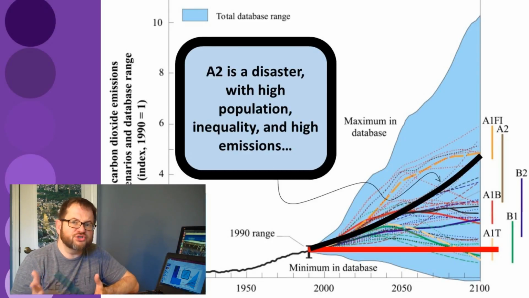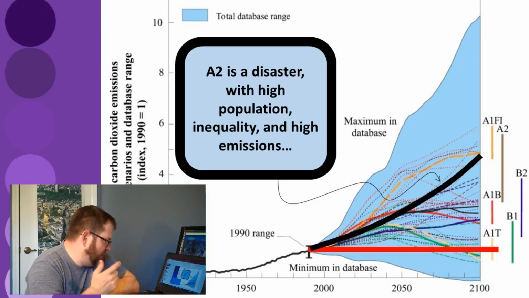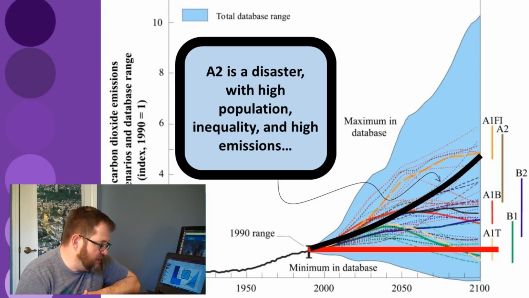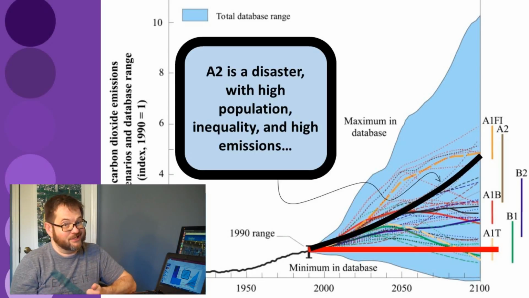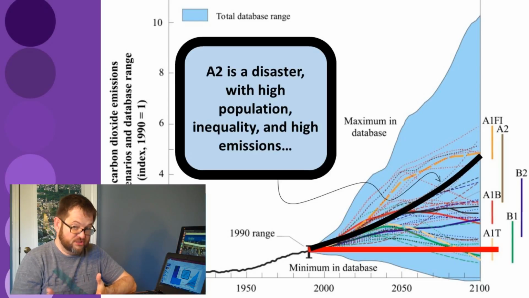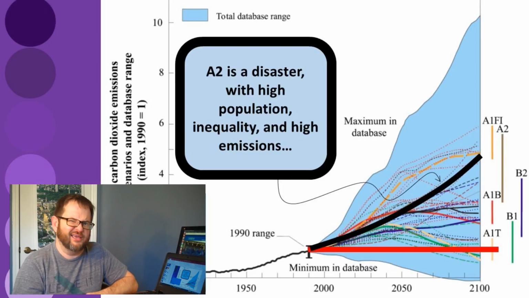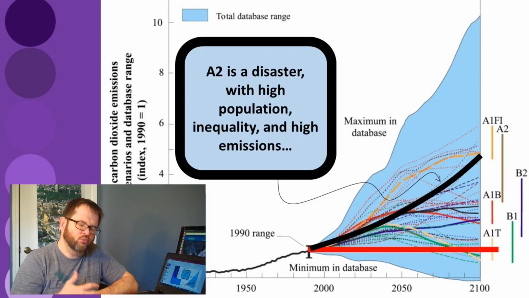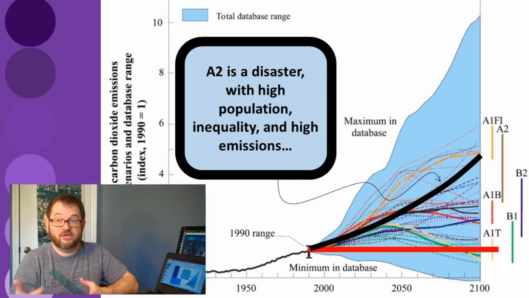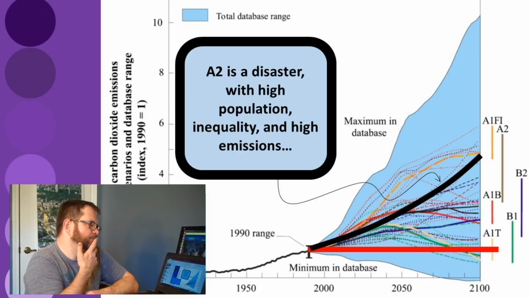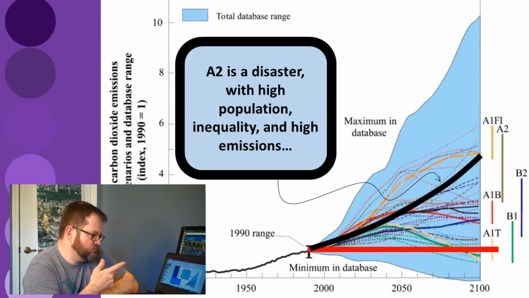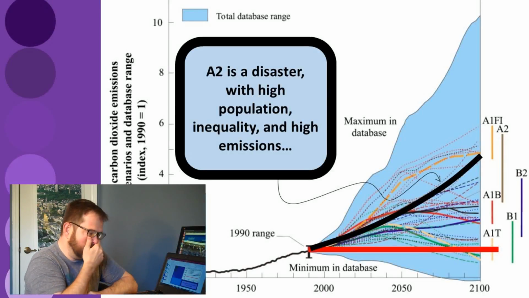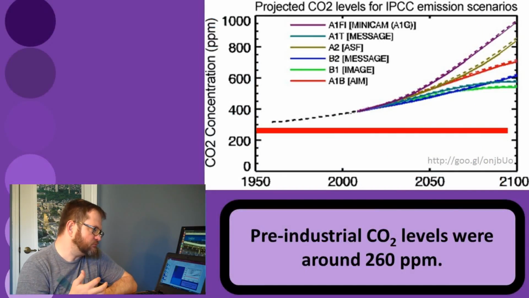The A2 scenarios, of course, are a disaster. Those are the ones with high population, high inequality, high emissions. And you can see that there's even worse ones out there. I mean, the A1FI, which by the way is kind of the one it looks like we're on, where we're using technology to find more fossil fuels, like fracking and tar sands and so on, rather than using technology to avoid using fossil fuels. Rats. We're on some very bad curves here, but they're all just different scenarios for the future.